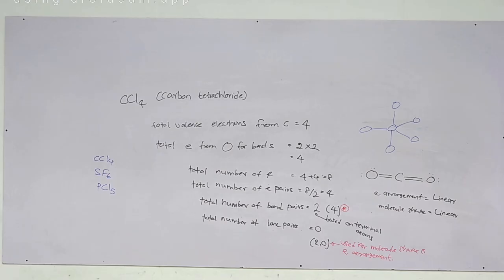Total number of valence electrons: sulfur 6. Electrons from fluorine, 1 into 6. Then total number of electrons 12. Electron pairs: 12 divided by 2, 6. Now how do we take bond pairs? Per terminal atom. How many terminal atoms are there? 6. Lone pairs 0. And then 6 0.